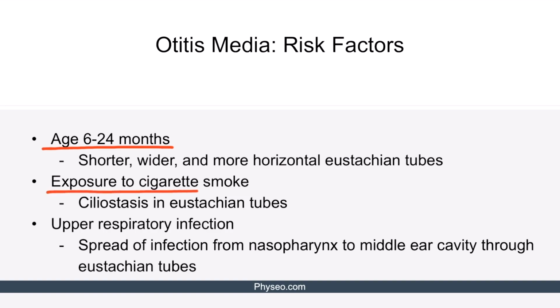Additionally, exposure to cigarette smoke causes ciliostasis in eustachian tubes. In other words, toxins in cigarette smoke stop ciliary movements. Therefore, cilia can no longer prevent bacteria ascending into the middle ear cavity. Finally, an upper respiratory infection can predispose the patient to otitis media. This is because the microbes in case of upper respiratory infection can spread from the nasopharynx to the middle ear cavity through eustachian tubes.